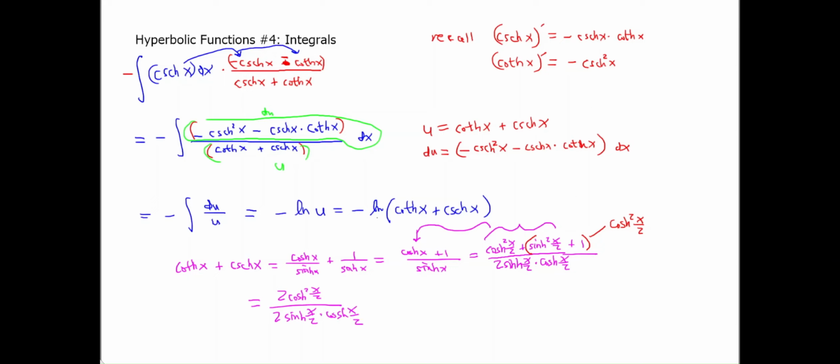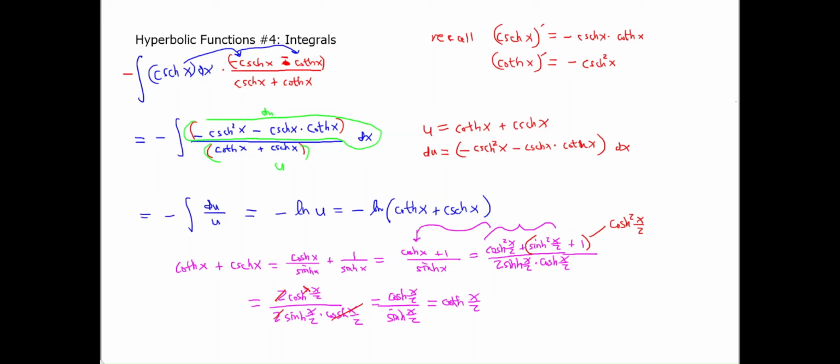Well, I get one factor of the cosh to cancel out. Of course, the 2's cancel out. What I'm left with here is cosh x over 2 divided by sinh x over 2, better known as the hyperbolic cotangent of x over 2.